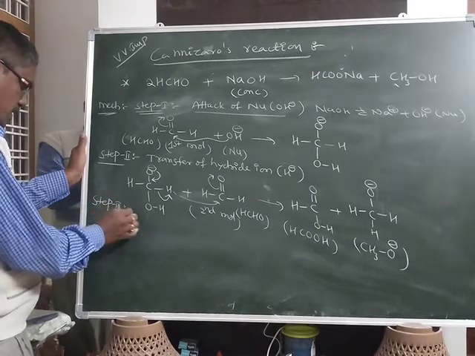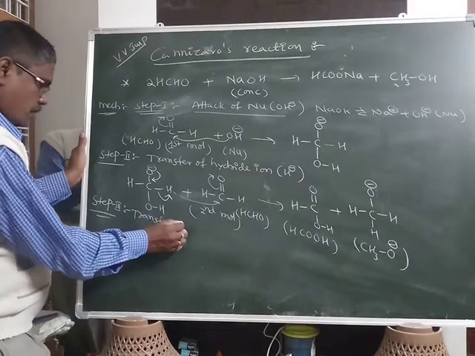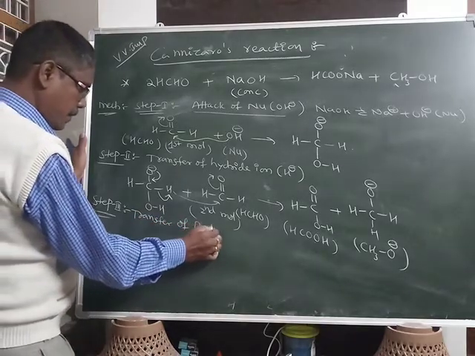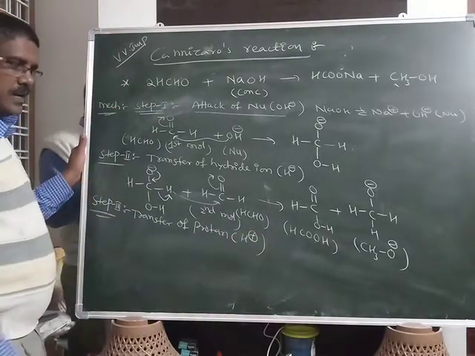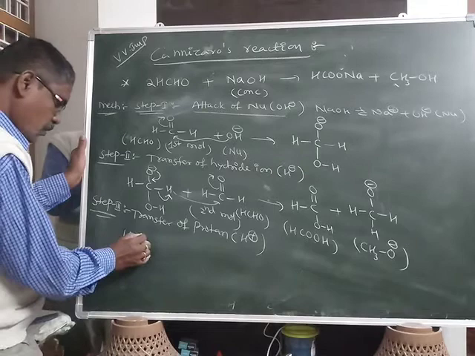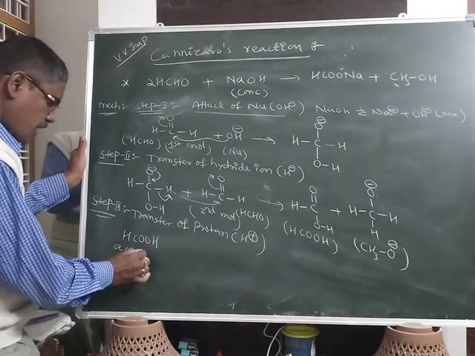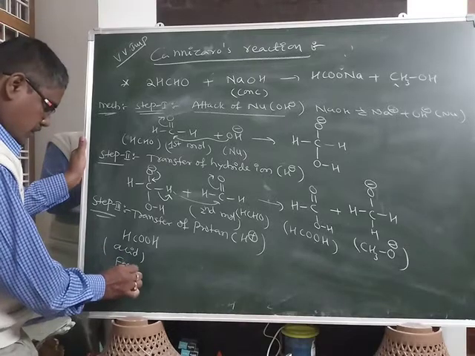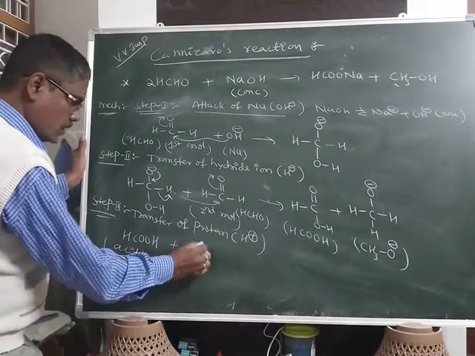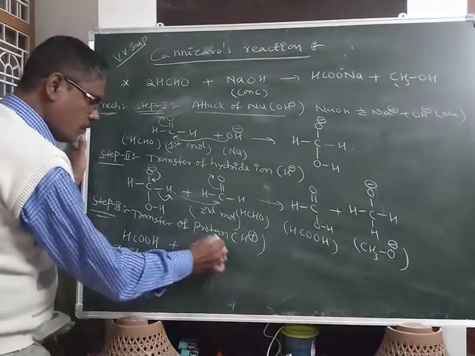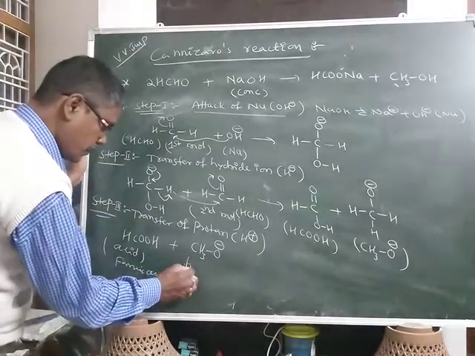Step 3, transfer of proton. Here H plus is called a proton. Here HCOOH is an acid called formic acid. Now CH3O minus, the methoxy group, this is the base.